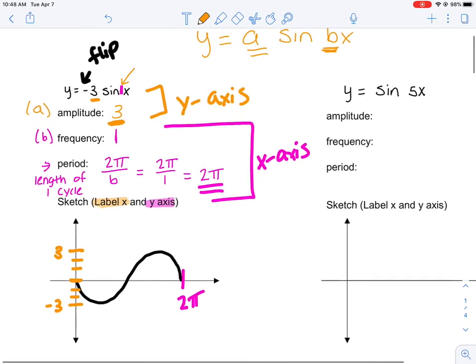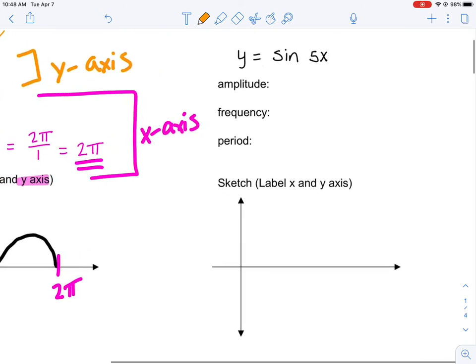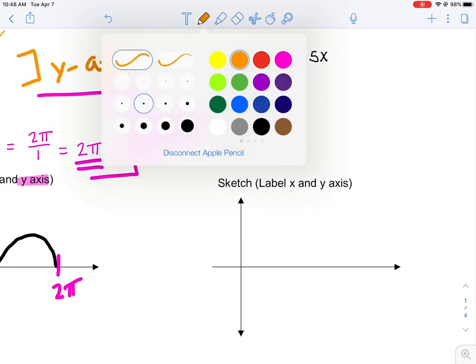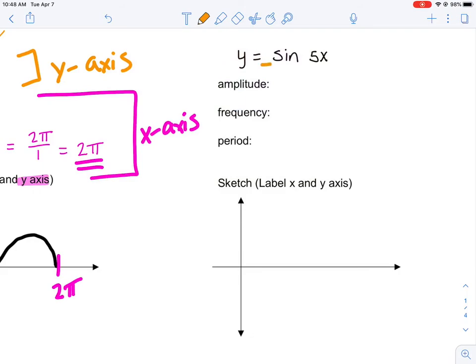So I'm going to do one more without so much work on it, so then you could see what I am expecting of you. So first, our amplitude is the number that's written in front. If you do not see anything, it is automatically a 1. Your frequency is the number that is with the x. So in this case, it is 5. And to get your period, you do 2 pi over that b value, which in this case is 2 pi over 5. Now, if this is something that can be simplified, then simplify it, but 2 fifths cannot be simplified, so I'm going to leave it like that.